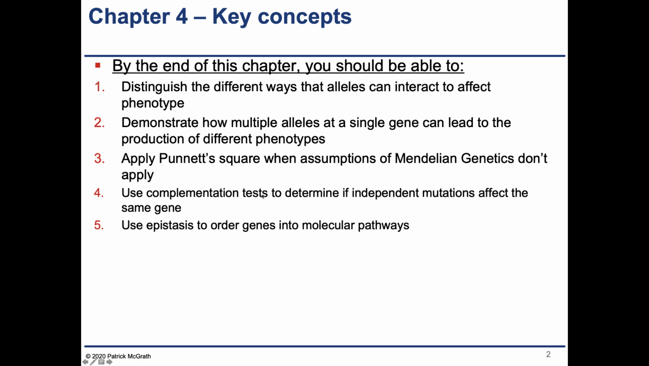Sometimes you have multiple genes that affect the same trait. So both using Punnett squares to understand that, and then complementation tests to determine if mutations affect the same gene or different genes, and then finally epistasis, understanding epistasis, and then using it to order genes in molecular pathways.